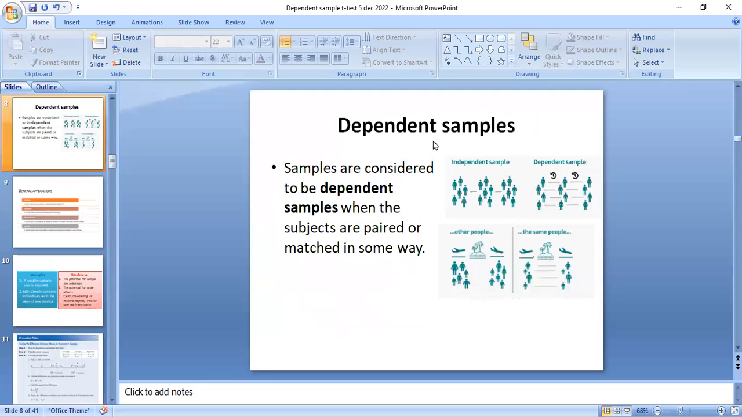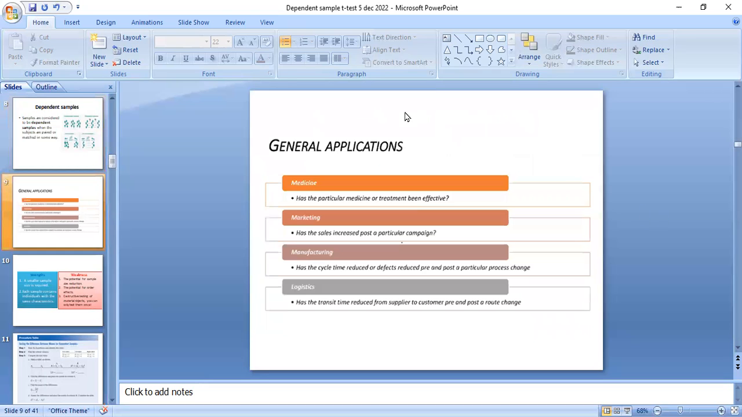Now, what are dependent samples? Samples are considered dependent when the subjects are paired or matched in some way. Know the general applications of the dependent sample t-test. In medicine, has a particular medicine or treatment had an effect? In marketing, have sales increased post a particular campaign? In manufacturing, has the cycle time or defects reduced pre and post a particular process change? And in logistics, has the transit time from supplier to consumer reduced pre and post a route change?